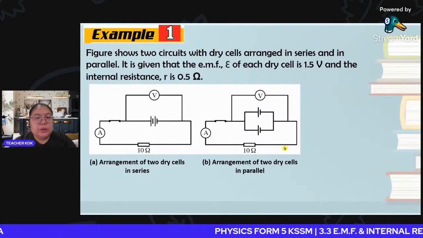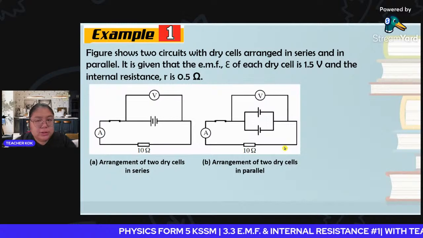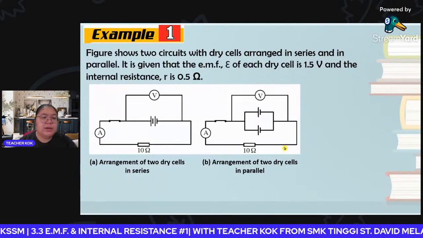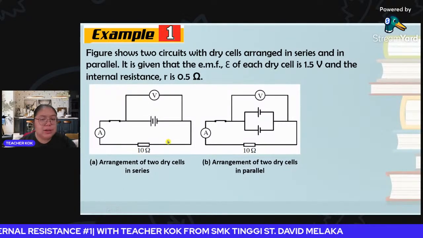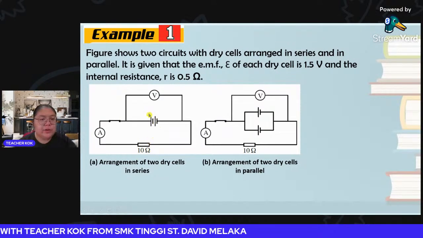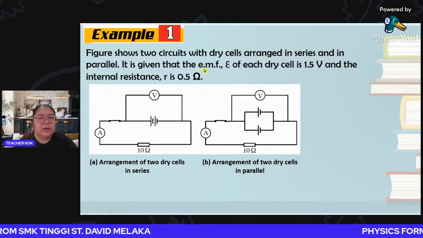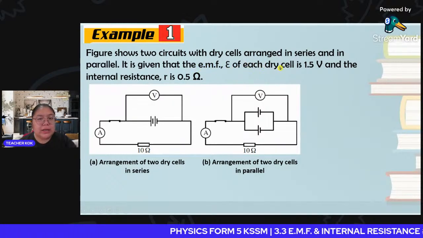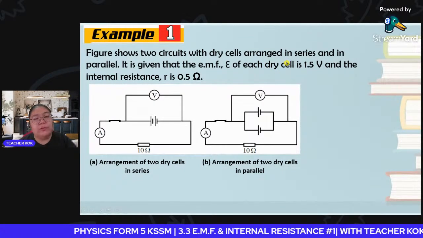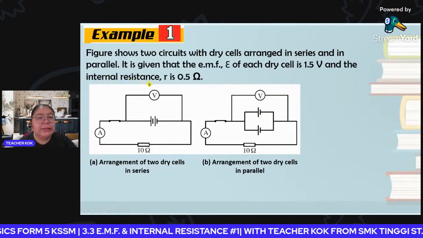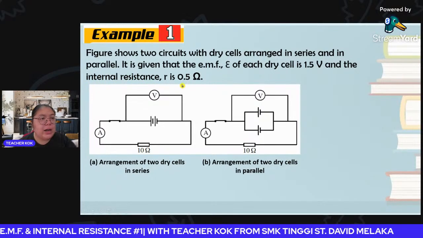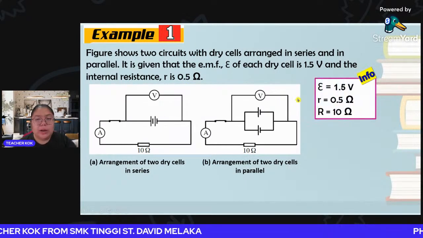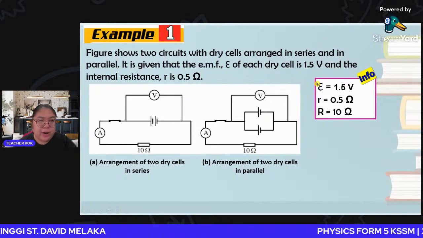The figure shows two circuits with the dry cells arranged in series and also in parallel. You see, I focus on the dry cell, not on the external resistance. You focus on the dry cell. First one, they are given that the EMF of each dry cell is 1.5 volt, and the internal resistance is 0.5 ohm. So from here we write the info. Every EMF is 1.5. Okay, understood now.